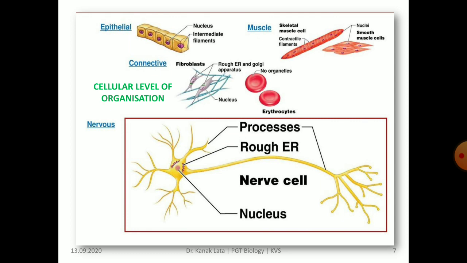This figure shows cellular level of organization. Here you may observe different cells like epithelial, connective, muscular and nervous cell or nerve cell.